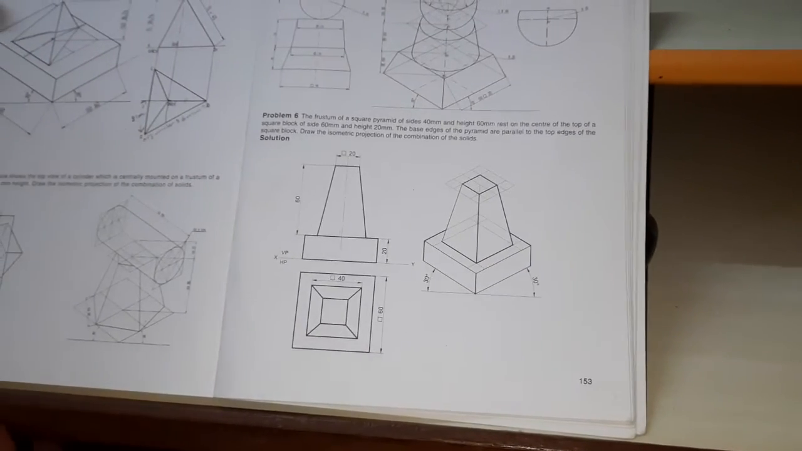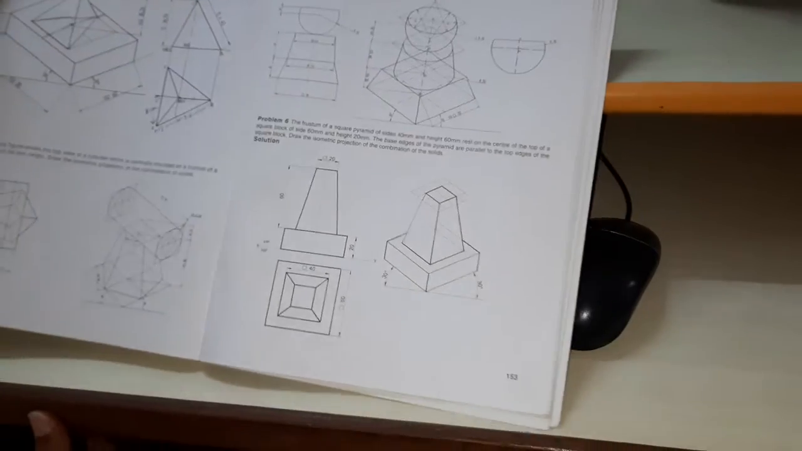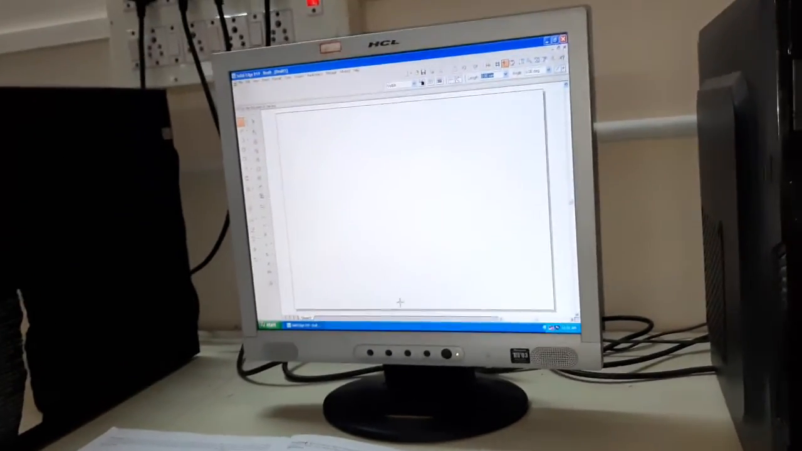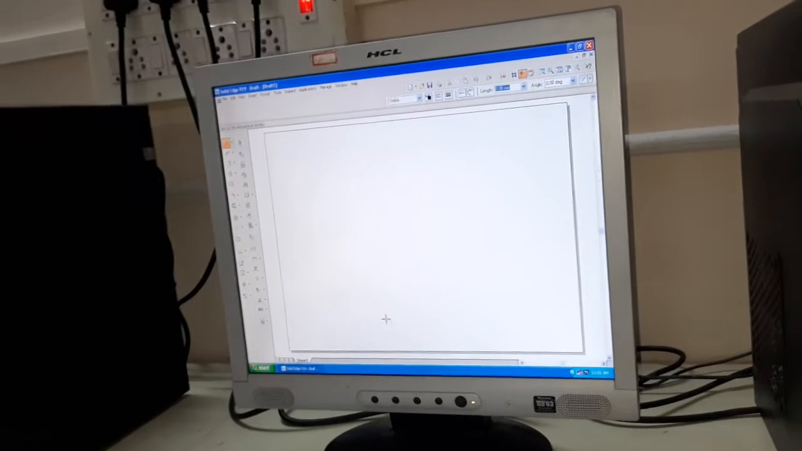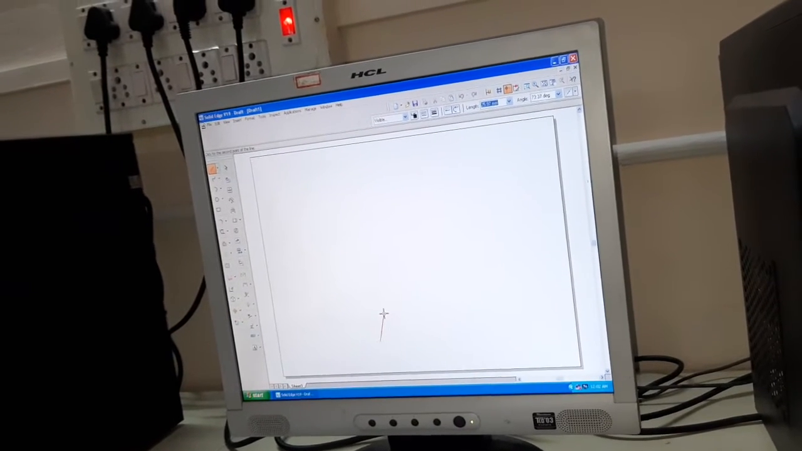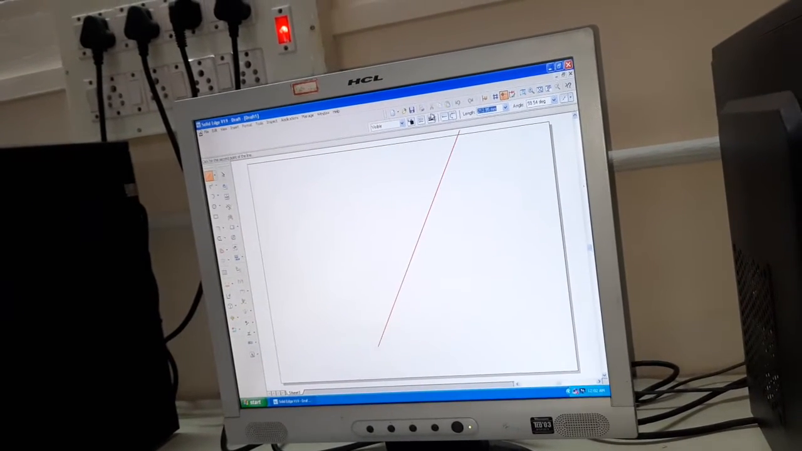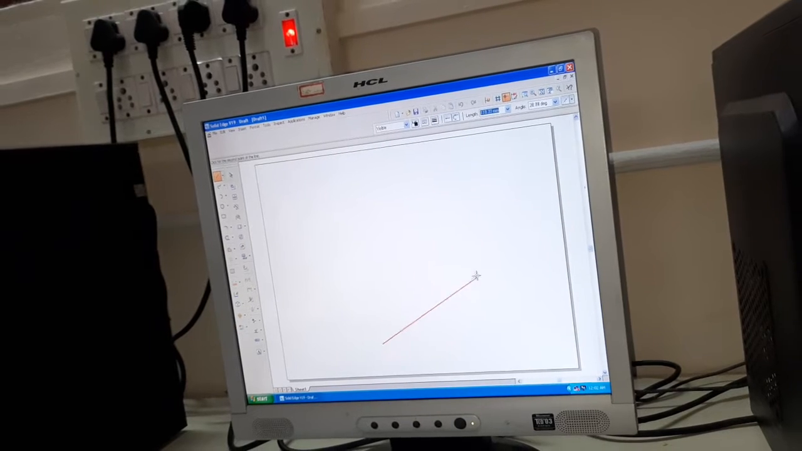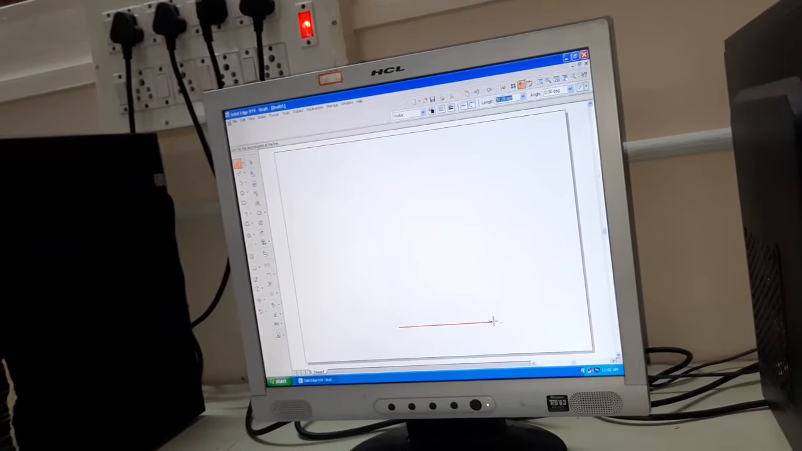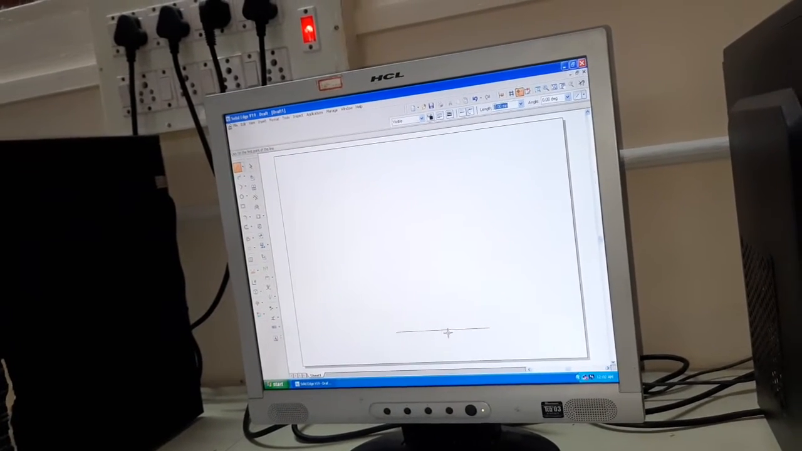Today let us solve problem number 6 in your question bank on isometric projection. Here is a combination of frustum of square pyramid placed on a square slab. First of all, draw one reference line.